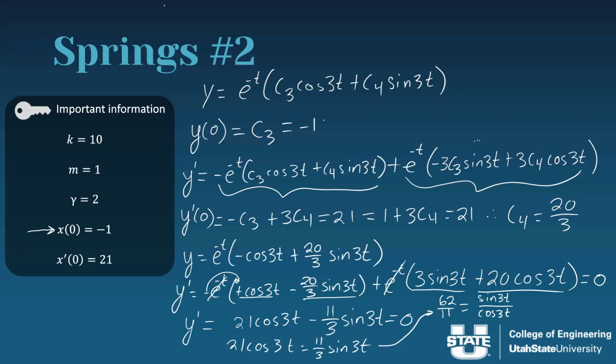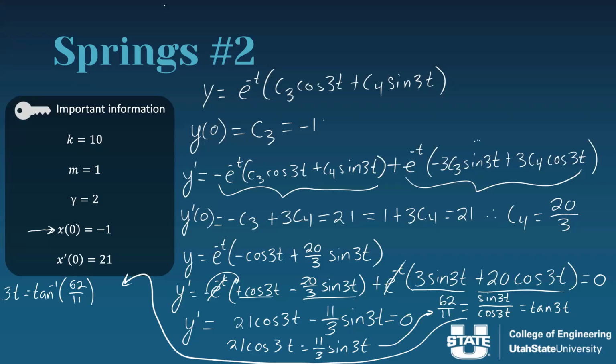What is sine over cosine? Tangent. Excuse me. Then I'm running out of room. We have 3t equals inverse tangent of 63 over 11, which means t equals 1/3 inverse tangent of 63 over 11.